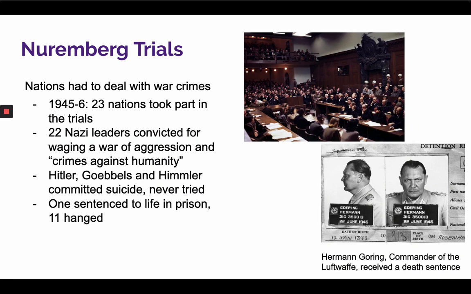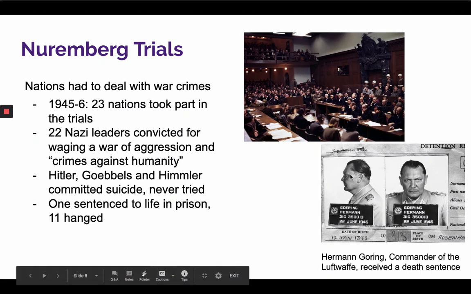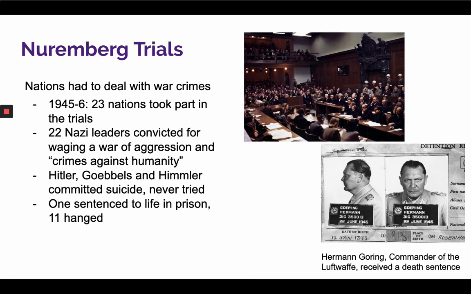One of the Nazi leaders was found guilty and sentenced to life in prison, and then 11 others were basically given a death sentence and were hanged. This picture here shows the courtroom of the Nuremberg trials. I think this was when this guy, Hermann Göring, was on trial. Hermann Göring was the commander of the Luftwaffe. The Luftwaffe was the German Air Force. And he too would receive a death sentence, but he also kind of cheated the executioner, because he committed suicide the night before he was set to be executed.